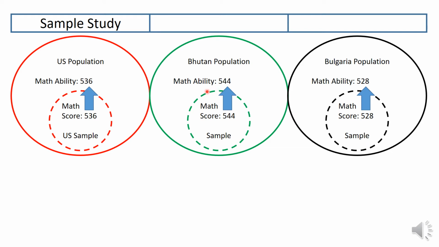Is 544 enough more than 536 for us to consider that to be significant? Because I'll tell you one thing, if what we got for Bhutan was a math ability score of 537, then that's definitely less clear. That could be a difference that's simply due to chance. Okay, so that's when we're working with a sample study.